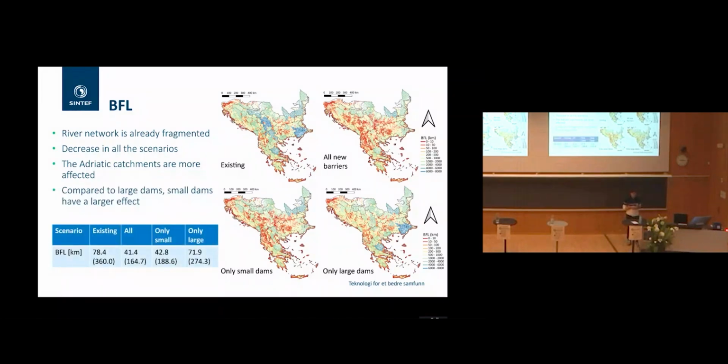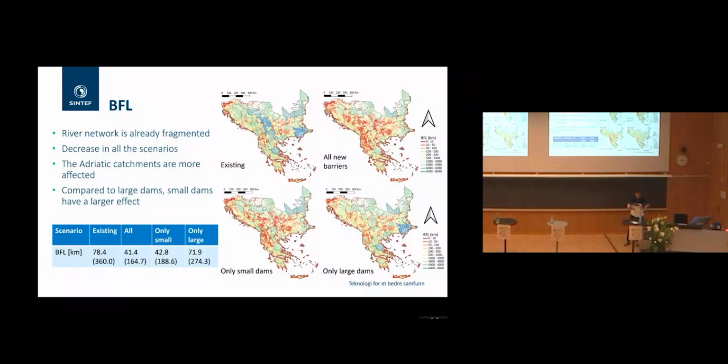Compared to a large scenario, small dams have a larger effect. Again, if we look at this area here compared to this area here, the effect is quite clearly more evident for small dams. So we can see it also from the data. The existing average is 78 kilometers. If we build small dams, it almost divides by 2, it goes to 42.